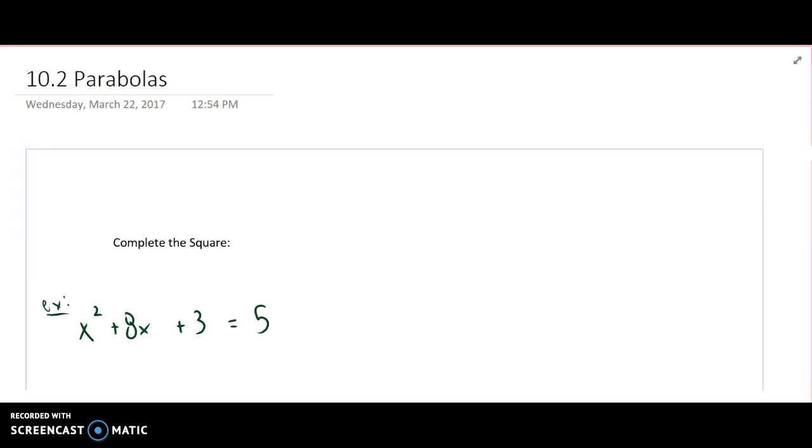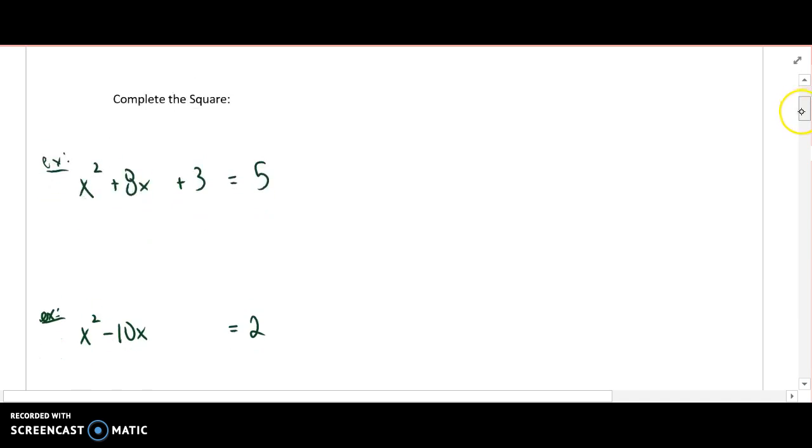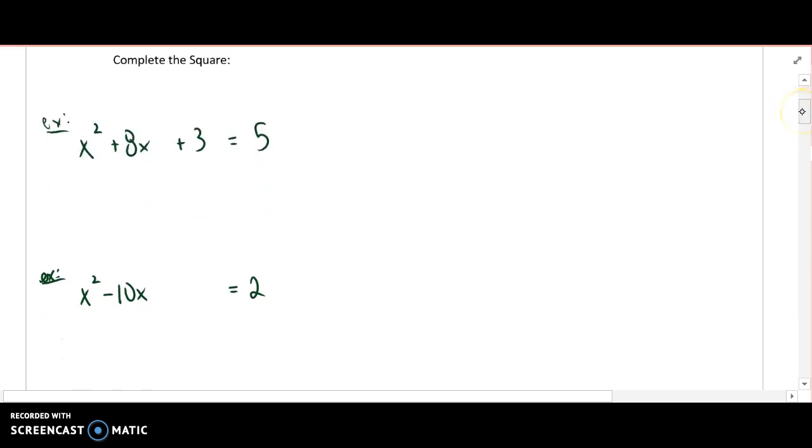This is our Algebra 2 section 10.2 on parabolas. Before we get into parabolas, we'll do a little bit of algebra work first, just to make sure that we have the basic skills background in order to do a lot of the parabola stuff. And we're looking at completing the square.